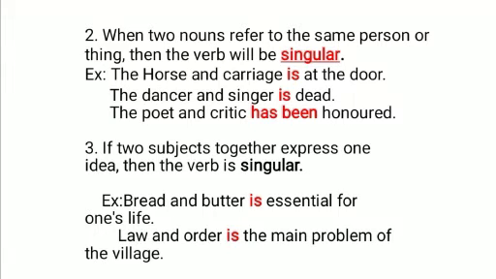Then the verb will be singular. For example, bread and butter. Here, bread and butter is a word pair which means food. They are used together as a pair. So it becomes a singular subject and we will write a singular verb for it. Similarly, law and order. It is used as a word pair, so it is a singular subject and we will write a singular verb for this. Law and order is the main problem of the village. Bread and butter is essential for one's life.